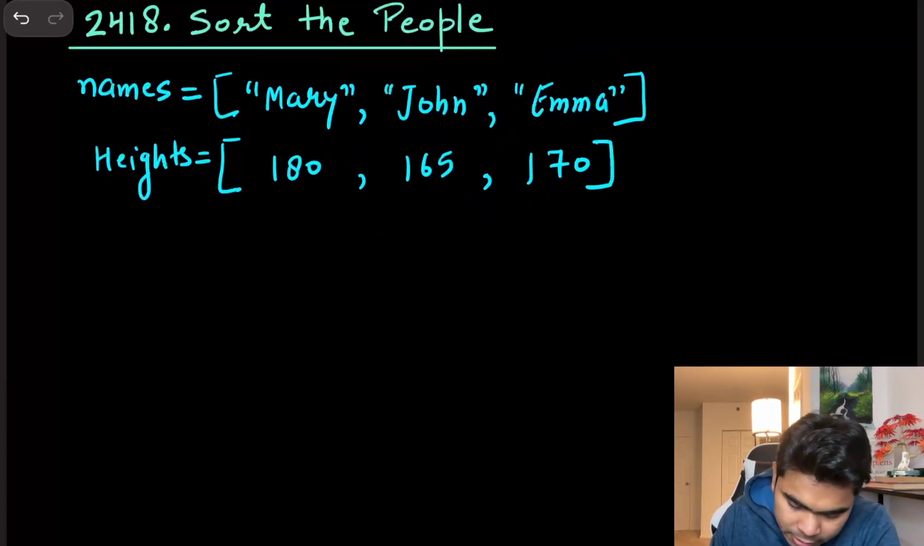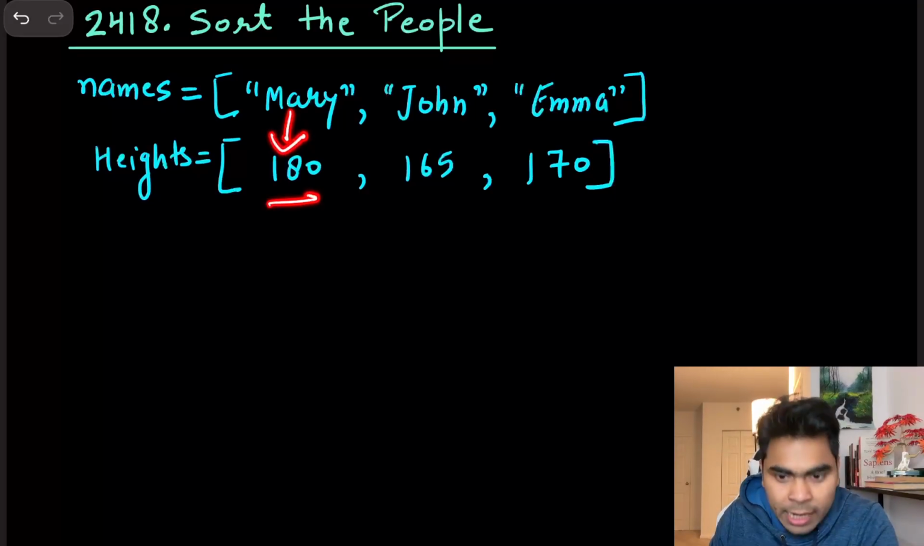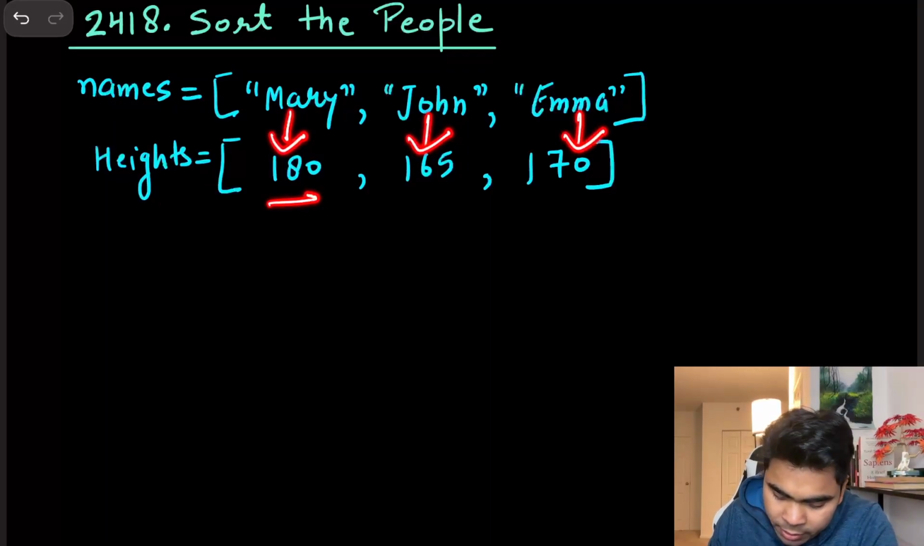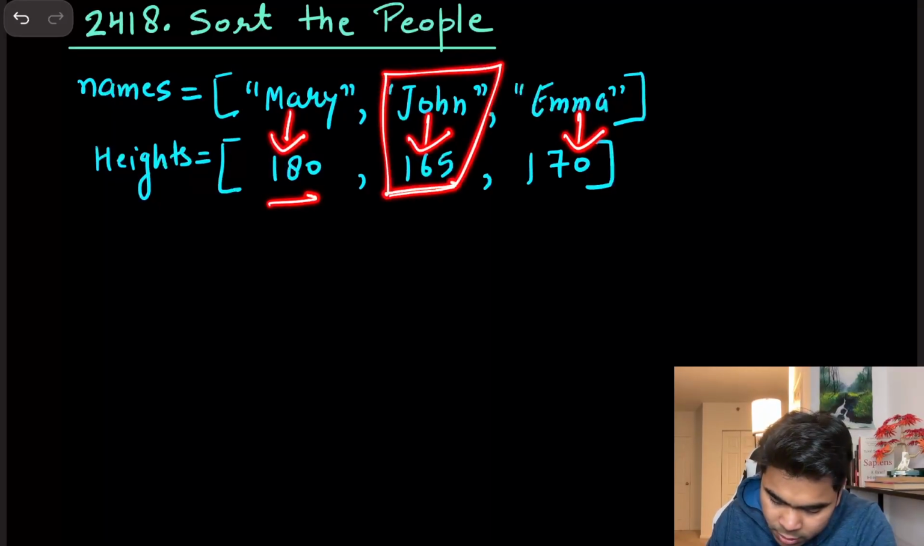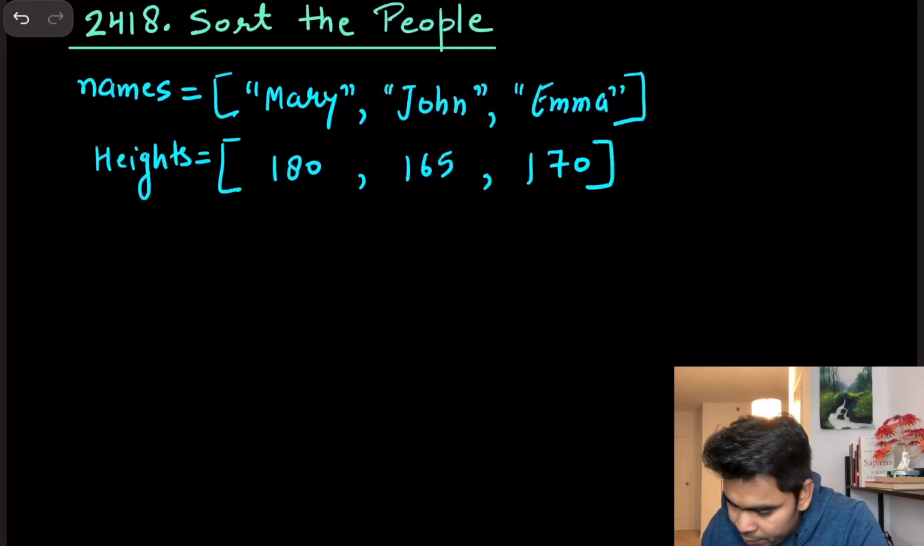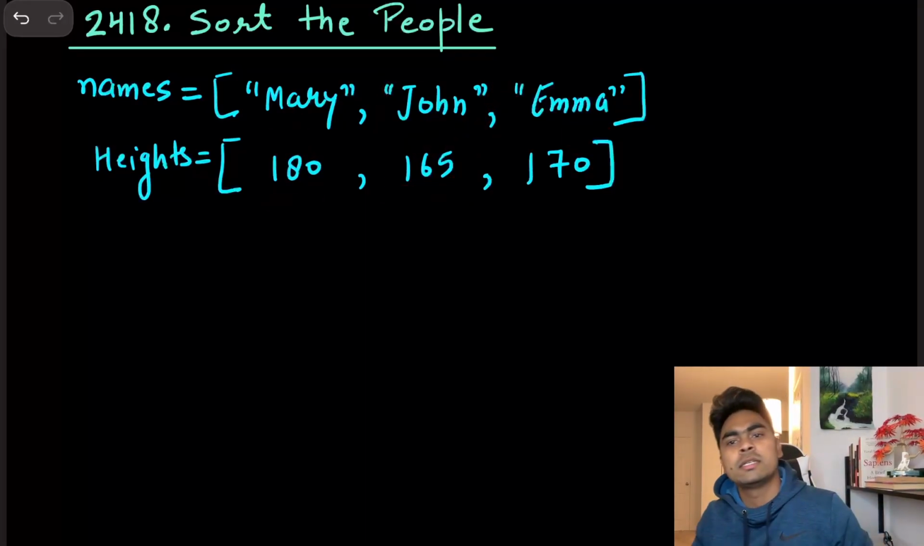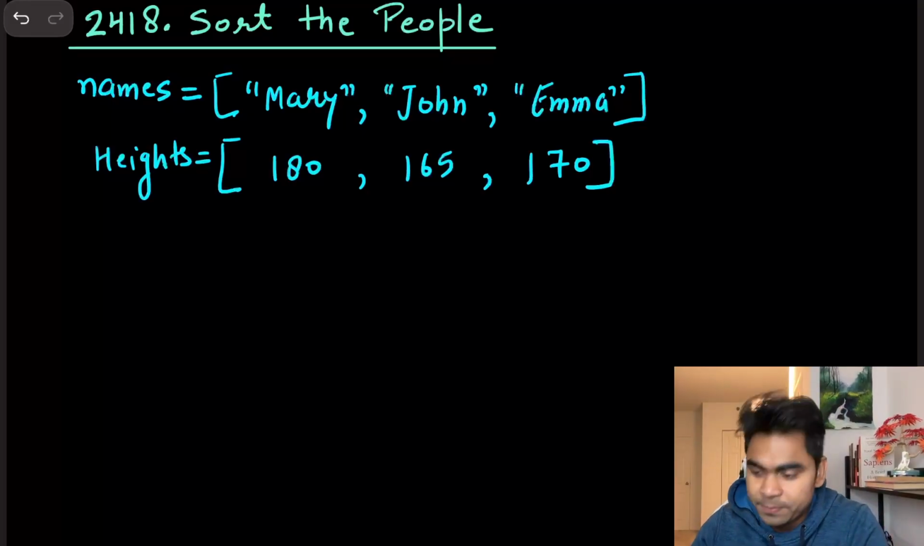So basically this guy, Mary, has 180 centimeter height. John has 165. Emma has 170. John is shortest. John, step up your game. Well, height is not in his control, but John can hit the gym.